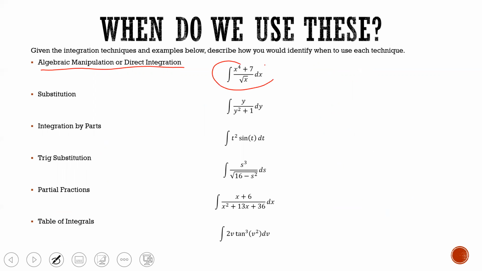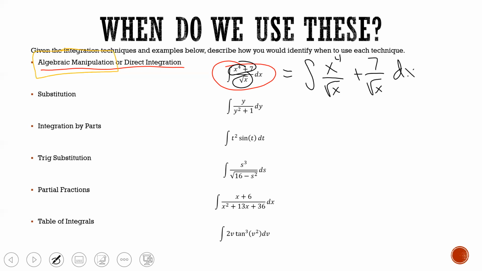Now with this one here, when we look at it at first, it may seem kind of scary because we have the root x in the denominator, the x to the fourth plus 7 on the top, and you might be thinking, man, I need to do some sort of crazy substitution. But this is an example of algebraic manipulation, because what we can do with this integral is rewrite it. Since we have two things being added in the numerator and just a single denominator, we could write this as x to the fourth over square root of x plus 7 over square root of x dx.